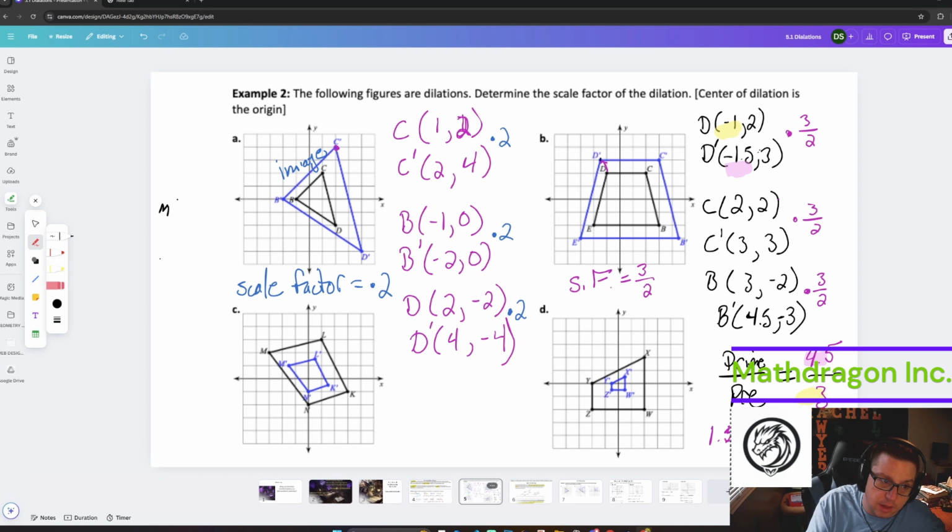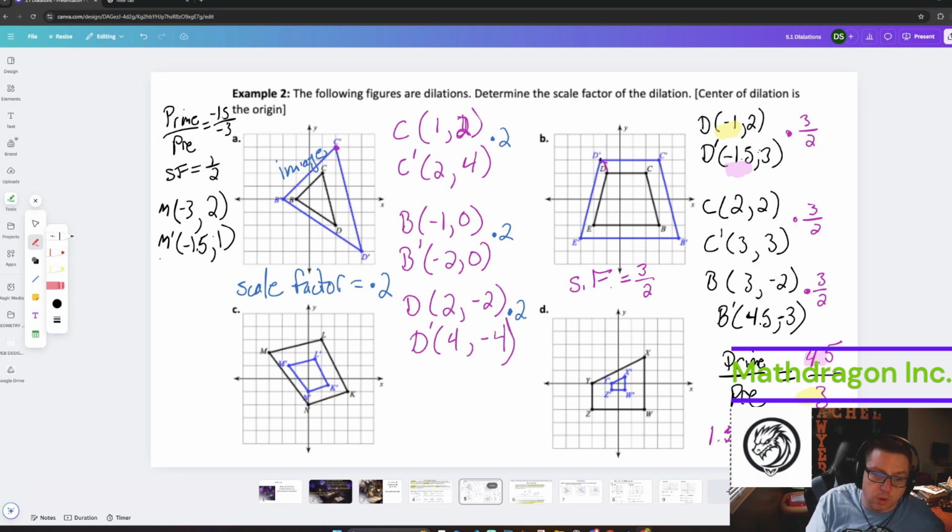So let's take a look at that. So M is going to be negative 1, negative 2, negative 3, comma 2. M prime, negative 1.5, and then 1. Okay, so if I do prime over pre, it should be negative 1.5 over negative 3, which comes out to be 1/2. So does 1/2 work?